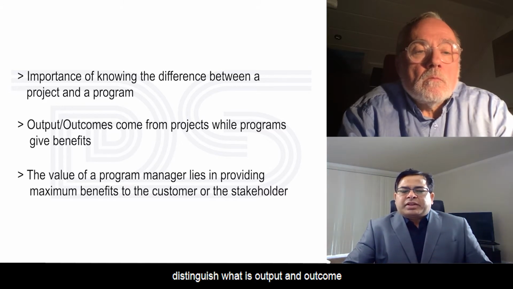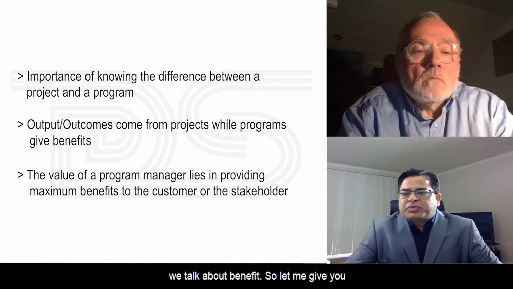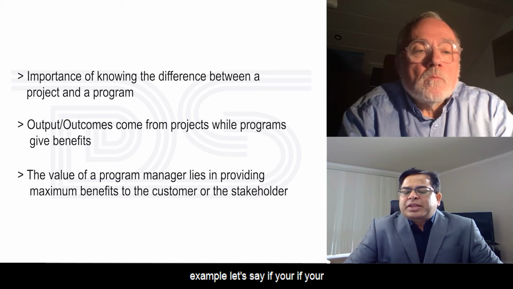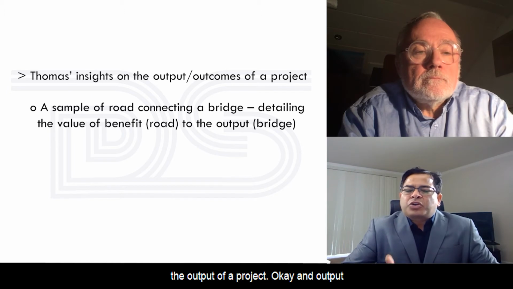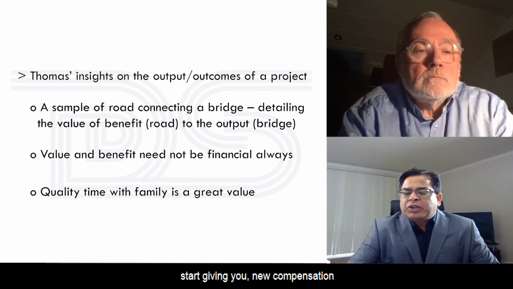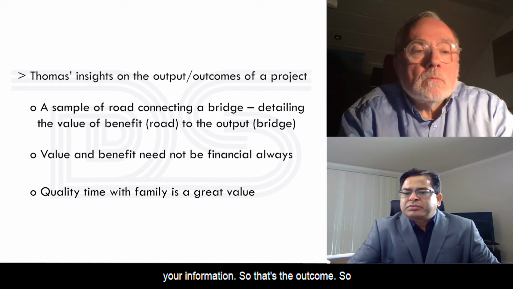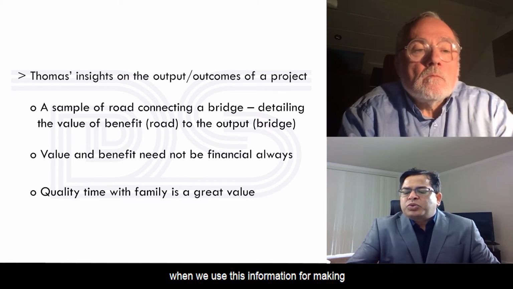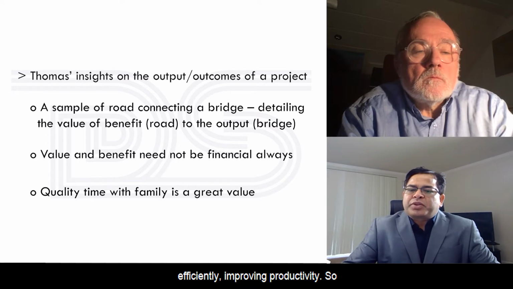Let's distinguish what is output and outcome, which come from a project, and then we talk about benefit. Let me give you an example. Say your organization is implementing a new personal information system. The implementation of this new system is the output of a project. When you start using that new software, it will start giving you new compensation policies or a new way of presenting your information. That's the outcome.